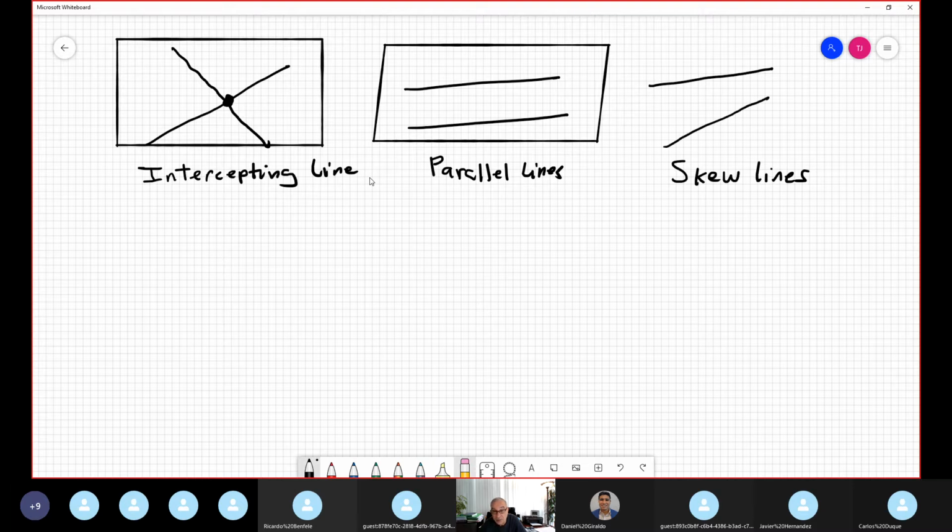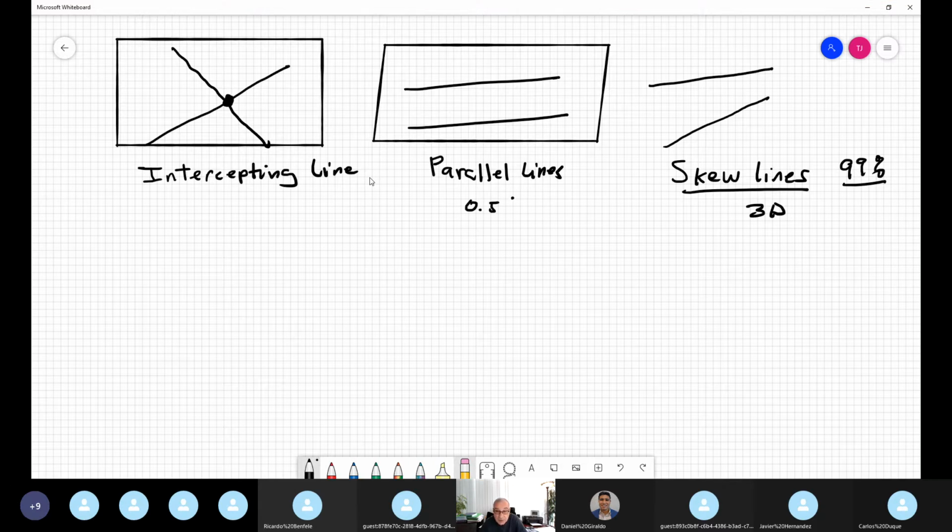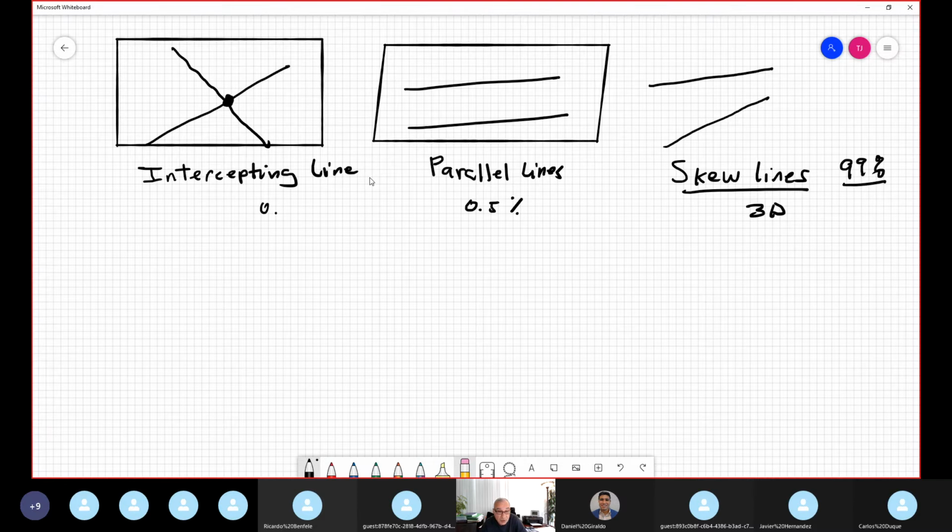This is the most common. Suppose 99% of the cases are skew in 3D. Intersecting is very, very weird, but it happens. And parallel is also weird. Maybe 0.5% and 0.5%, or no, 0.1% and 0.9%. But okay, I bring an example to illustrate every possibility.